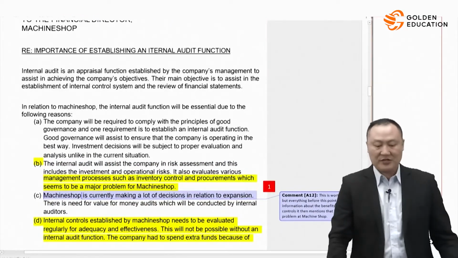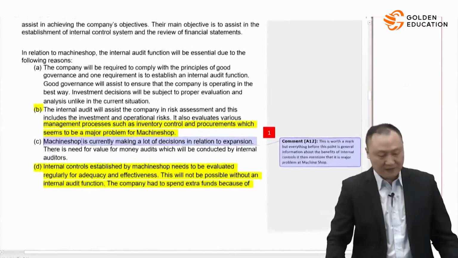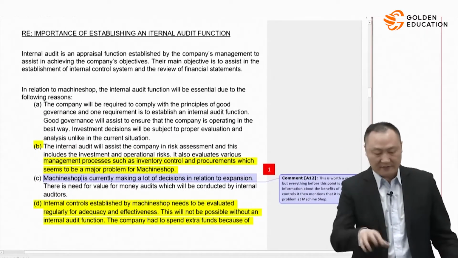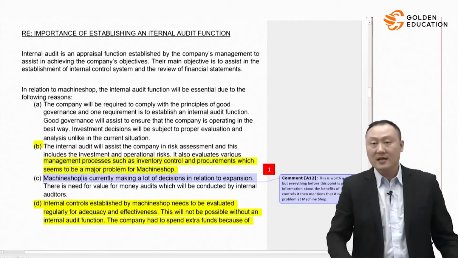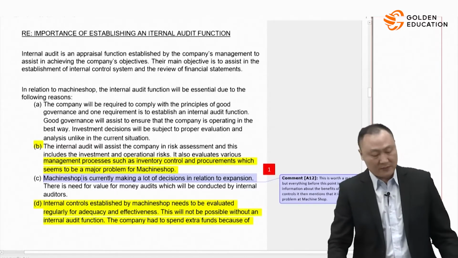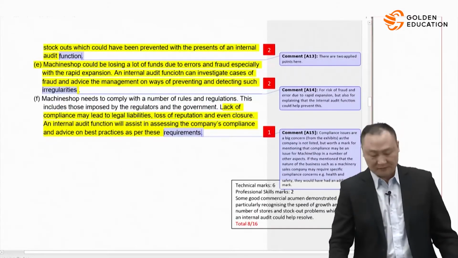Importance of establishing an internal audit function. Only 1 mark for this much of the answer. The other answers are irrelevant. He simply photocopied them from the exam script, and some other answers are his personal guessing. All right, and 8 out of 16. Still pass.